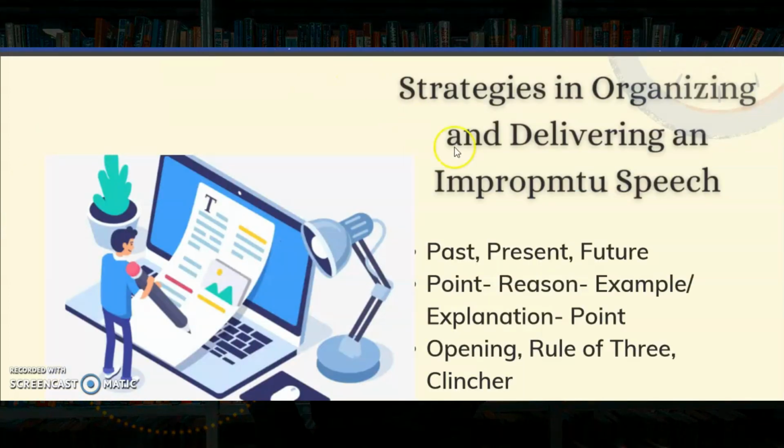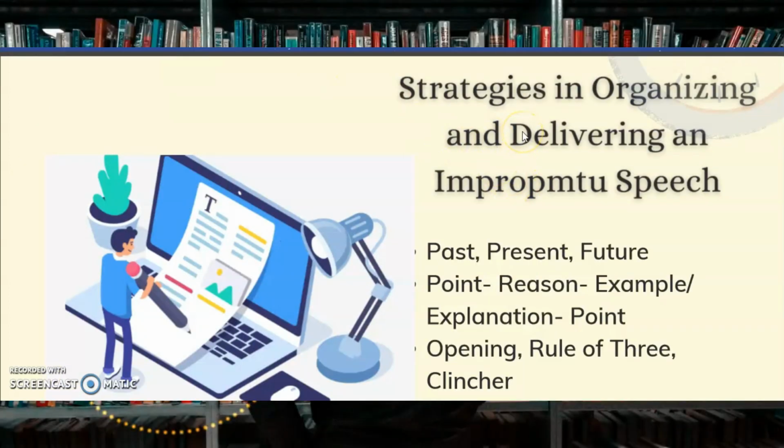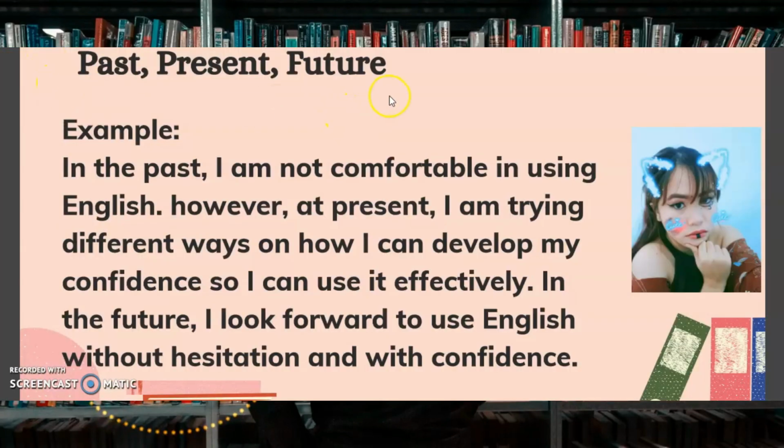Now let me present to you the different strategies that we can use in organizing and delivering an impromptu speech. So we have three. The first one is the past, present, future. The second one is the point, reason, example, or explanation, point. And the last one is opening, rule of three, clincher. For the first one, you will just simply state or tell your experiences in the past, connect it with what you are doing at present and what you are looking forward in the future.